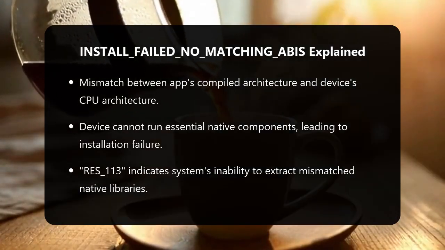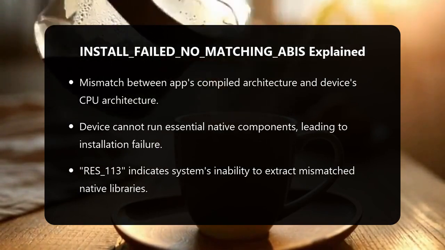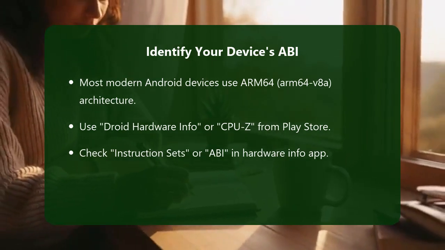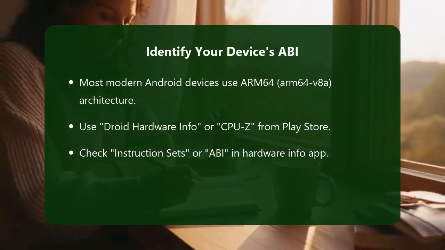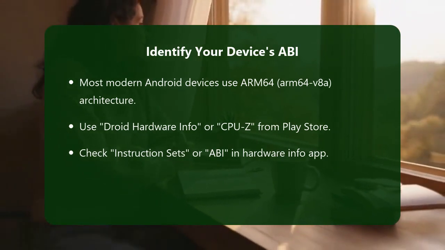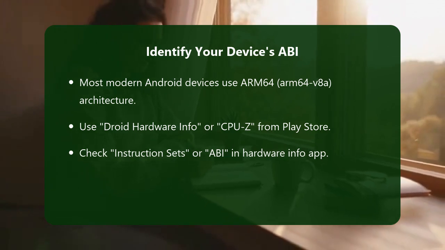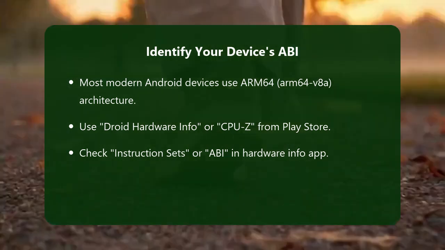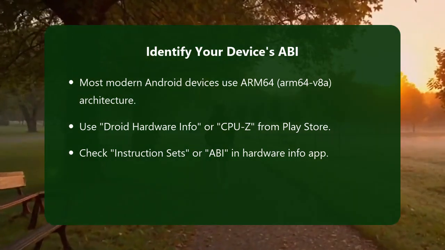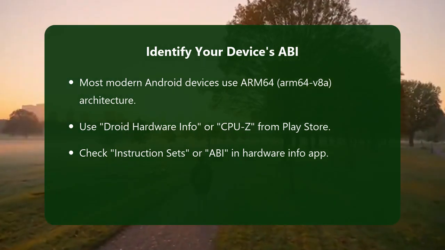Mac without compatibility layers. The most common scenarios where this error pops up include sideloading applications from third-party sources like APKMirror, downloading older versions of apps, or trying to install apps on an emulator with an incorrect architecture/ABI setting. The RES113 part specifically points to the system's inability to extract and utilize these mismatched native libraries.